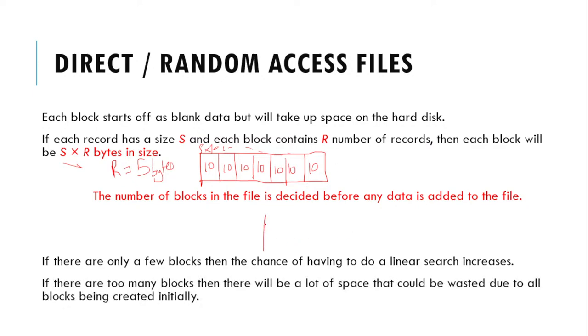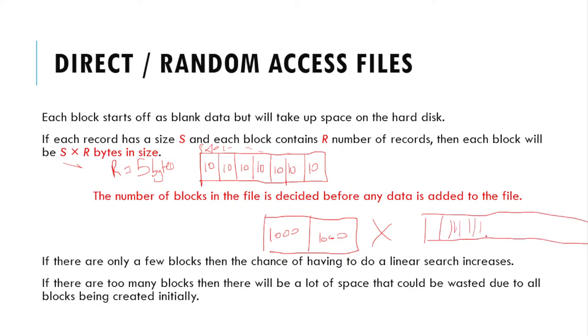Okay? So if I've got 2 blocks and it contains 1,000 records in each block, that is not going to be very good for a linear search, is it? Okay? If there are too many blocks, on the other hand, and it goes well off the screen, and you've got all these blocks, and each one contains 10 records, you're going to waste so much space. You've got to think about the right balance.